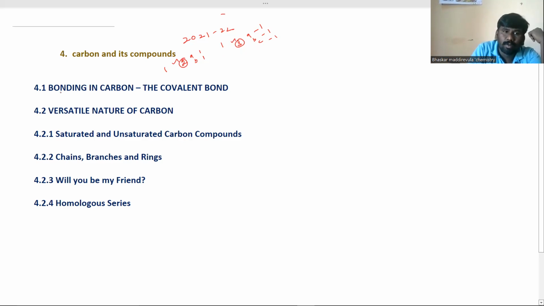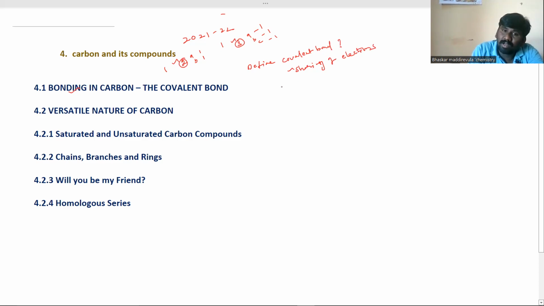First topic: bonding in carbon and the covalent bond. They may ask for the definition. Suppose they ask, define covalent bond. Simple 1-mark question. What do you mean by a covalent bond? A bond formed by the sharing of electrons between 2 atoms. So a covalent bond forms by the sharing of electrons. It's a simple way of asking question 1.